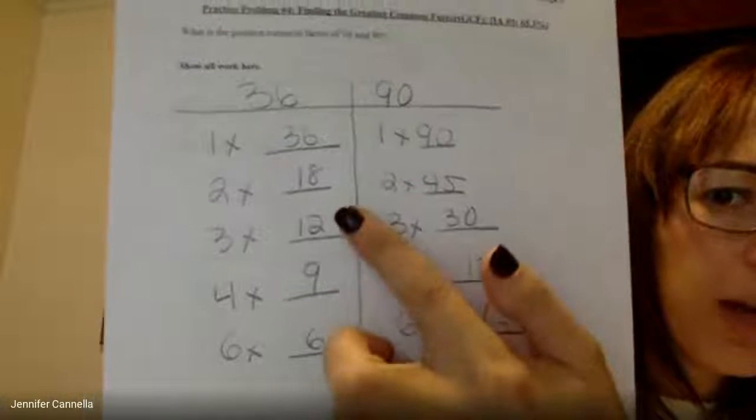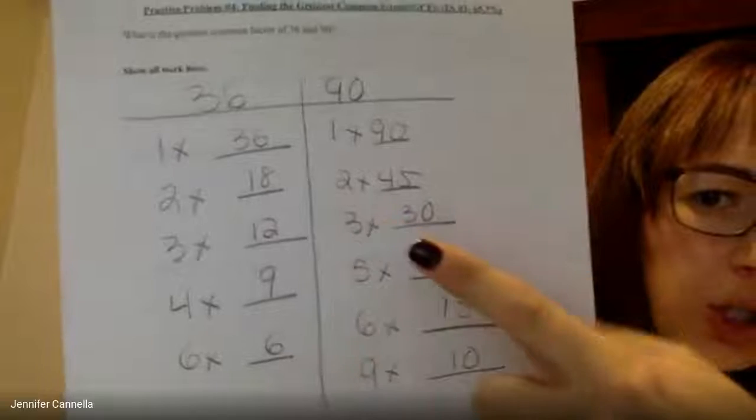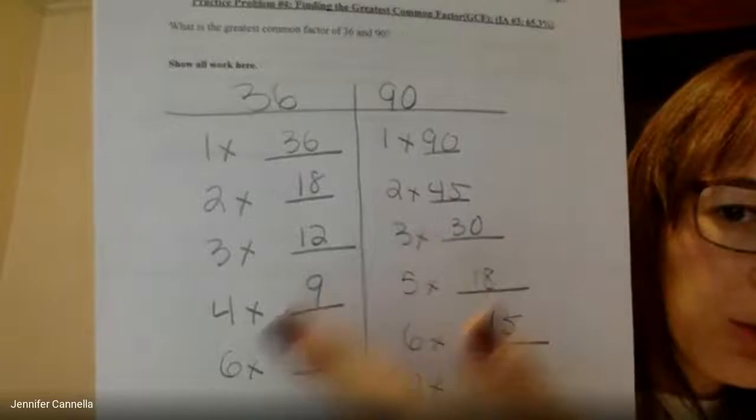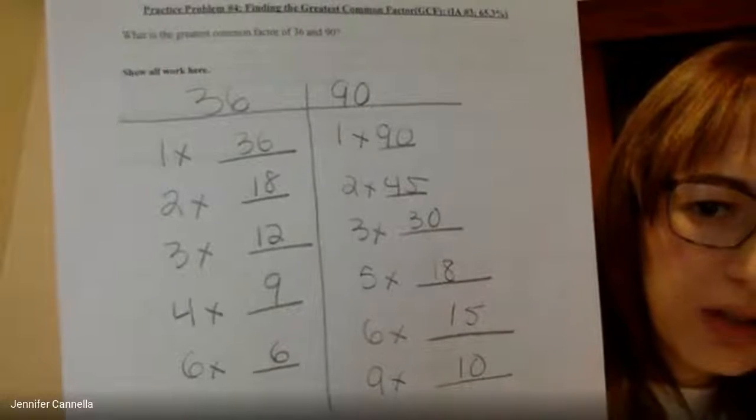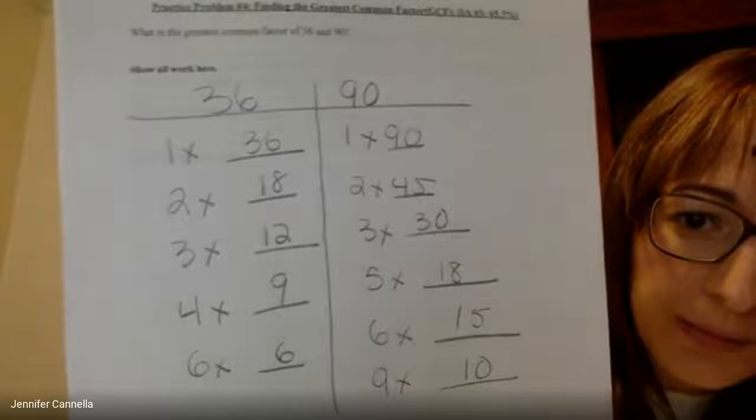Do they both have a 1? Yes. So circle the ones. Do they both share a 2? Yes. They both share a 3. Do they both share 4? No. Do they both share a 6? Yes. Okay. Is there any other numbers that they share in common?